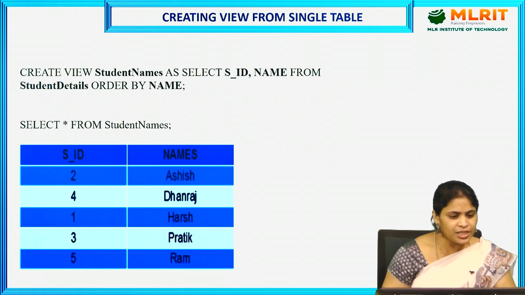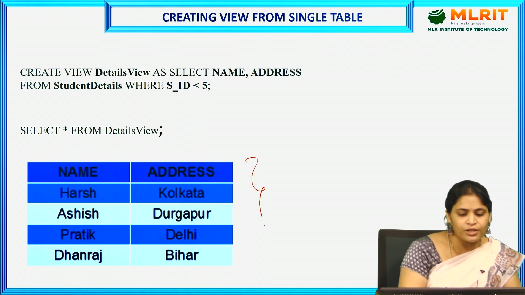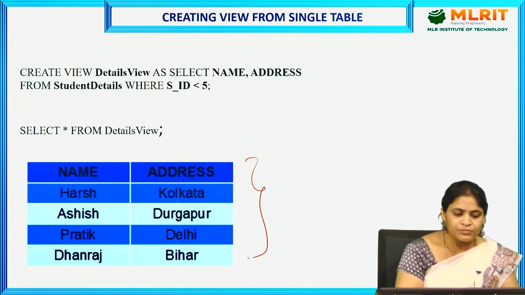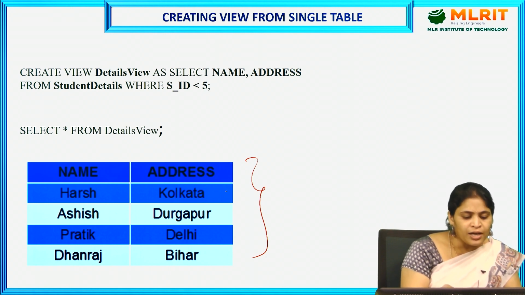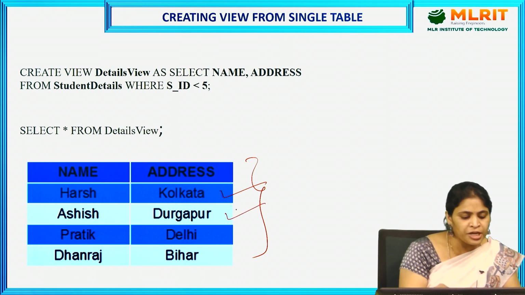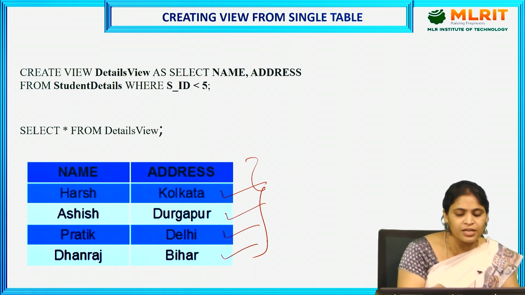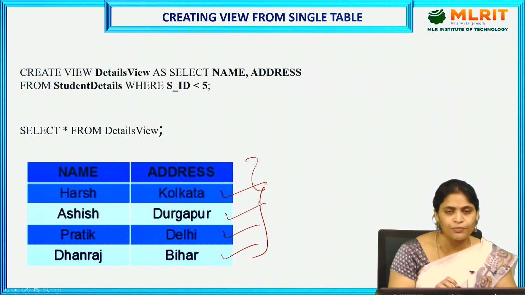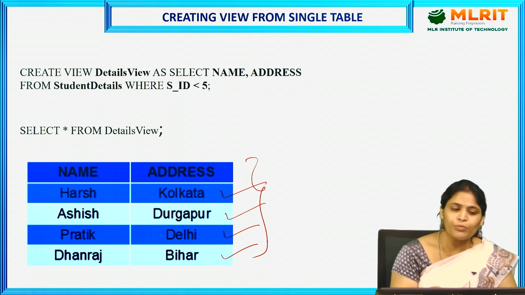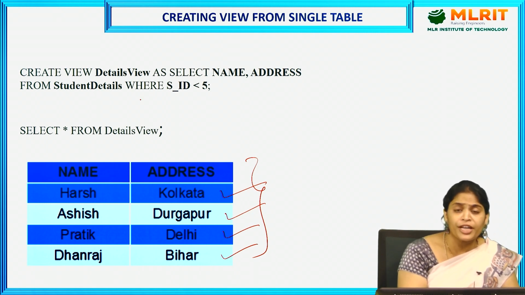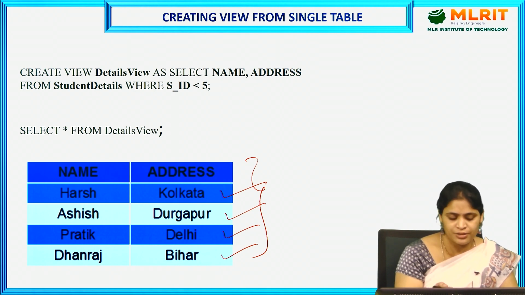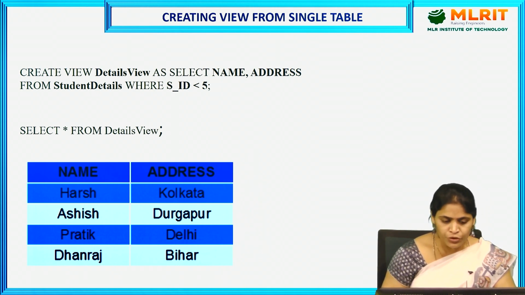Let's go for details view. So this is the table existing for details view. What are the rows here? Only 4 rows. Name and address, that is nothing but Harsh Kolkata, Ashish Durgapur, Pratik Delhi and Dhanraj Bihar. These are the 4 rows which exist in details view. Now I am going to insert one more row into this particular details view. That means one more name and his respective address. That is the thing. Now I am going to do that.